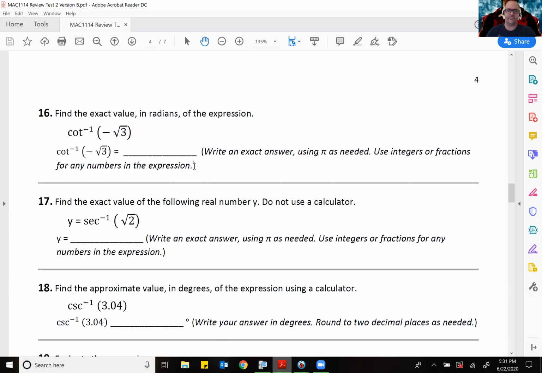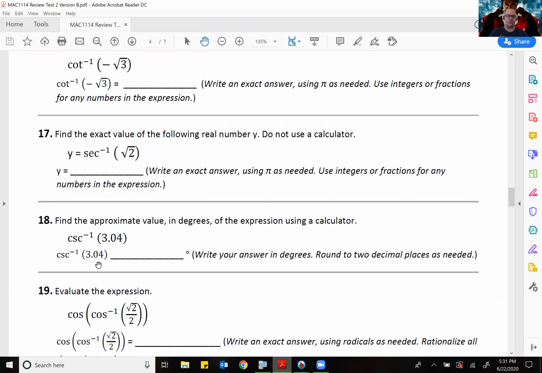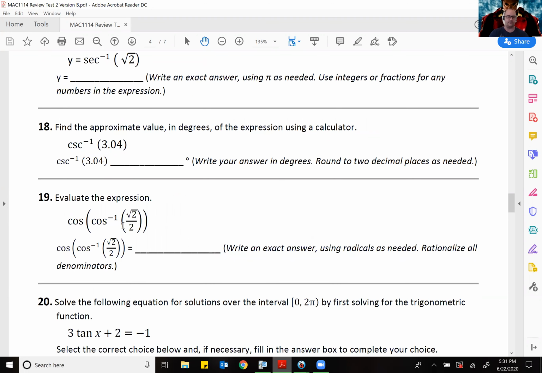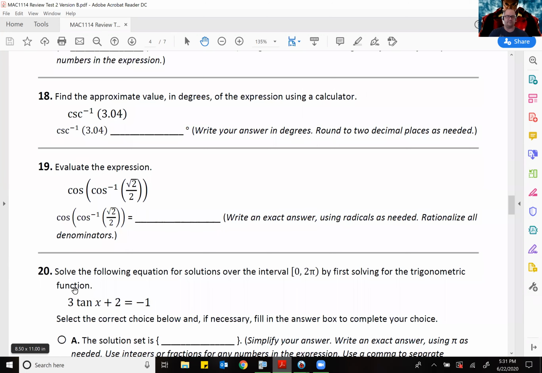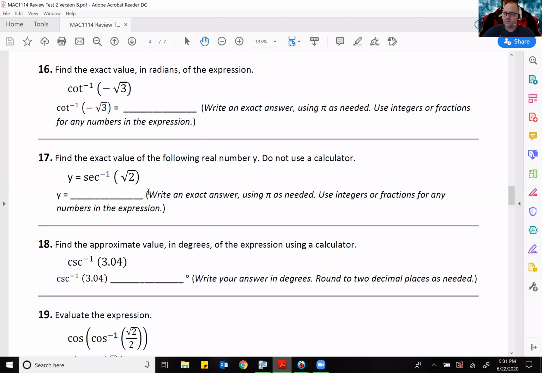All right, again, if you're looking at these things, these are all 10-4. We're just taking inverses, okay? Still 10-4. Right here is where we're going to hit 10-5 at number 20. All right, so 16, inverse cotangent of negative 1 over the square root of 3.